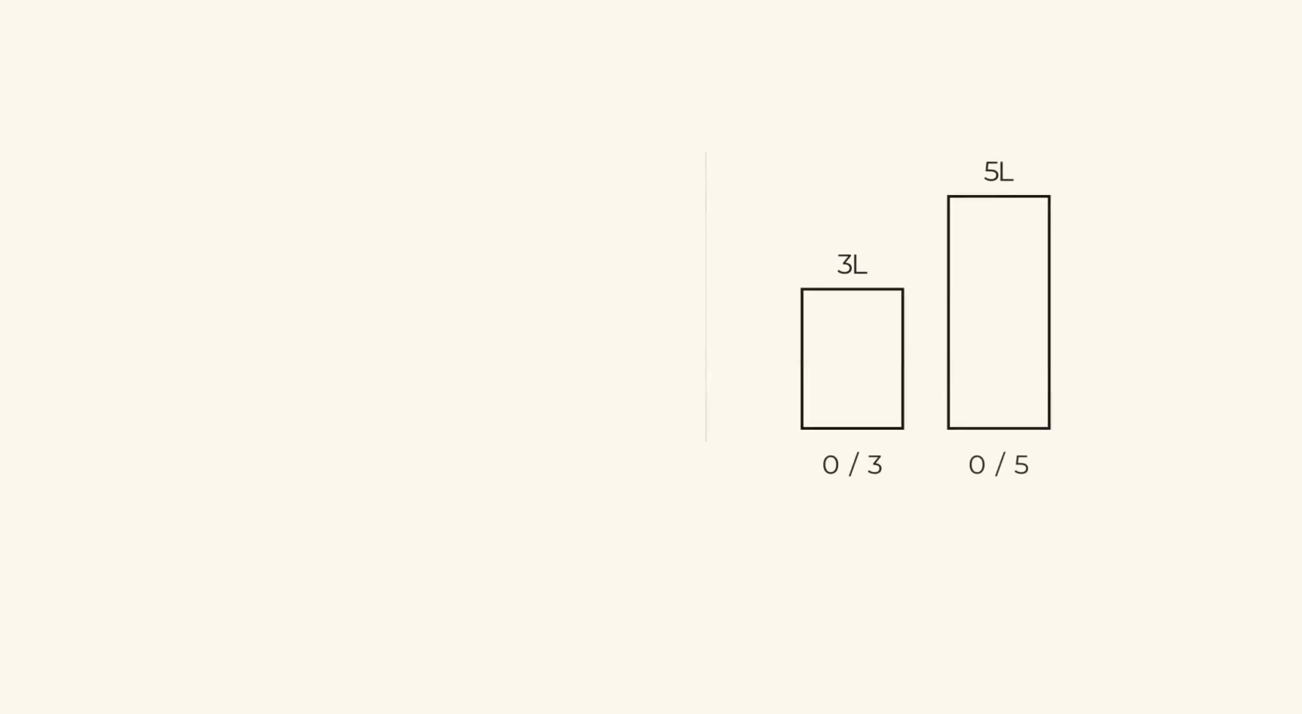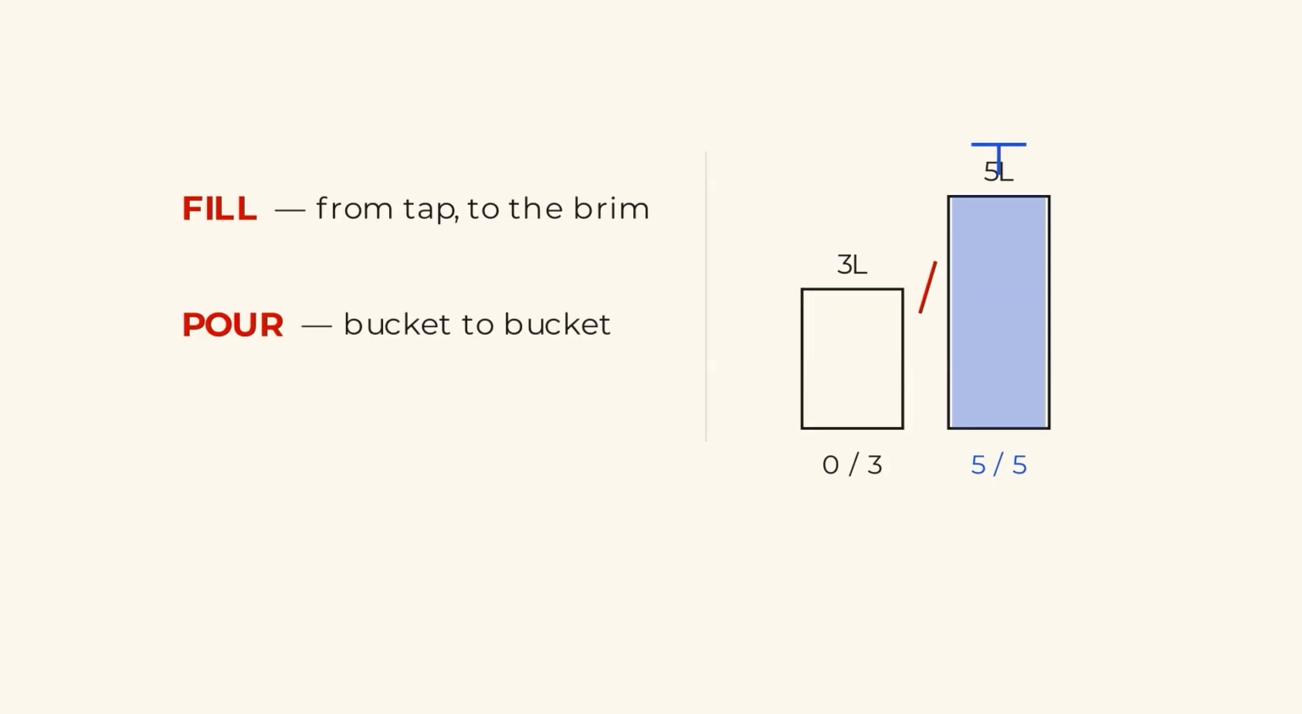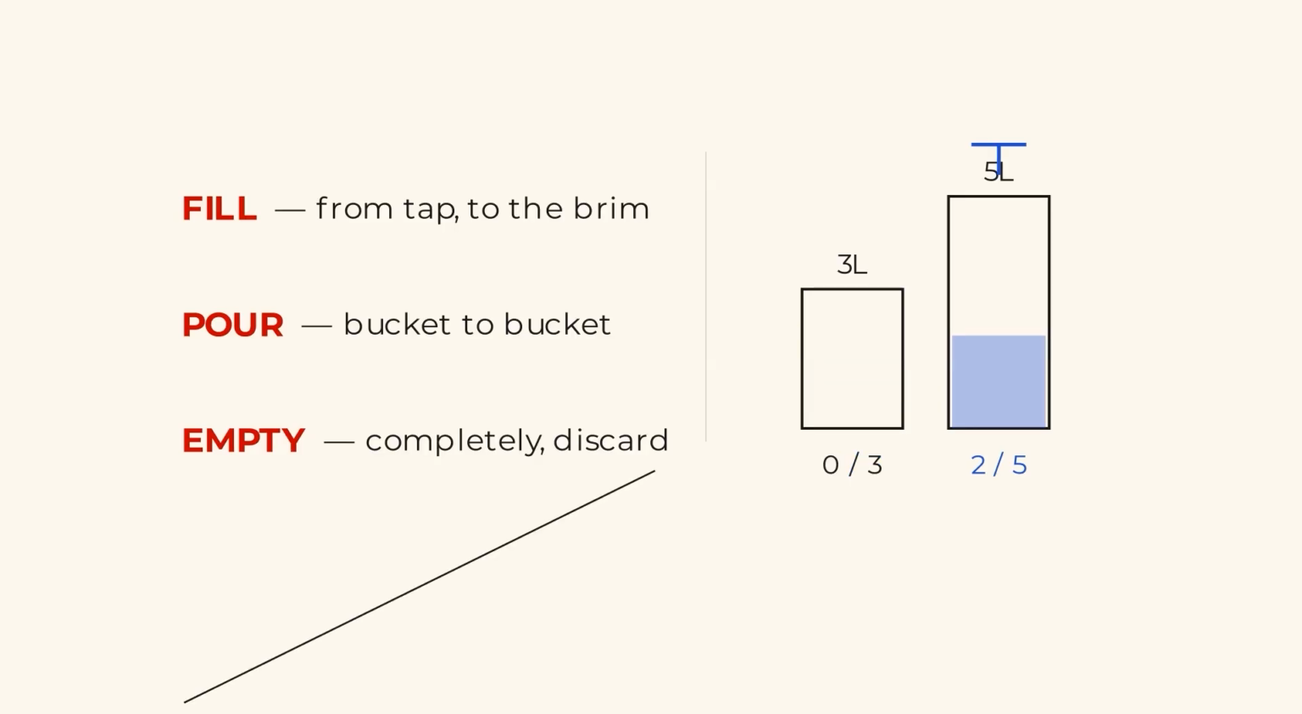Before we solve it, let's fix the rules precisely, because they are stricter than they look. You can fill a bucket completely from the tap. You can pour from one bucket into the other until the receiving bucket is full or the pouring bucket is empty. And you can empty a bucket completely. No partial pours, no guessing.